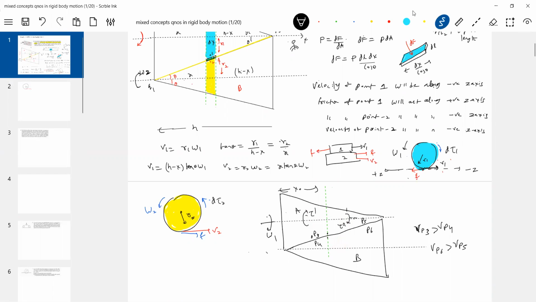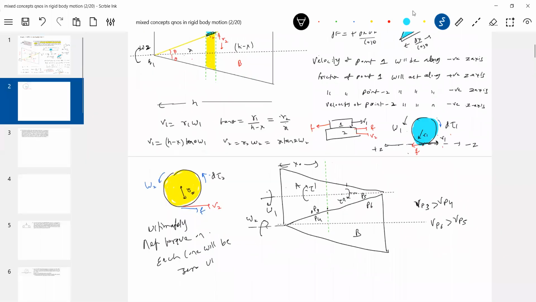So finally, what will happen is, this will be rotating. So the net torque on each cone will be zero ultimately. I'll write it. Ultimately, the net torque on each cone will be zero. So tau dash will become equal and opposite to tau double dash. So therefore, net torque on cone A, what shall I write? Net torque on cone A should be equal to this one.